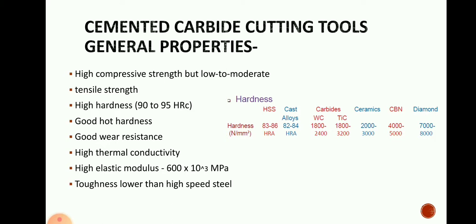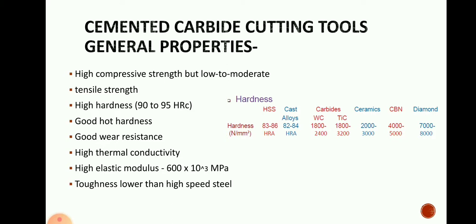So carbides, whatever it is written WC, those are tungsten carbide or titanium based carbides, they are having nearly same, that is 1800 to 2400 HRA as a hardness. So compared to some other tools, they are having a good or high hardness also. Apart from these, some ceramics or some diamond tools are there, they are having a very high hardness as compared to these tools also. HSS, cast alloys or carbides, apart from these, ceramics and diamonds are having high hardness.